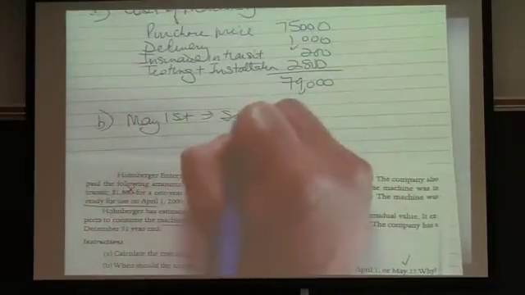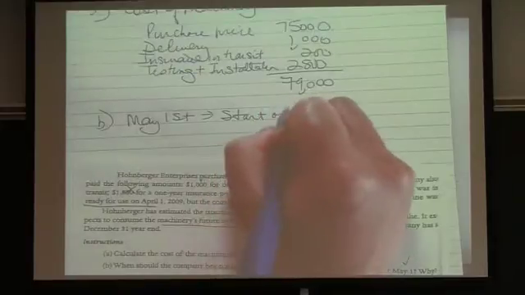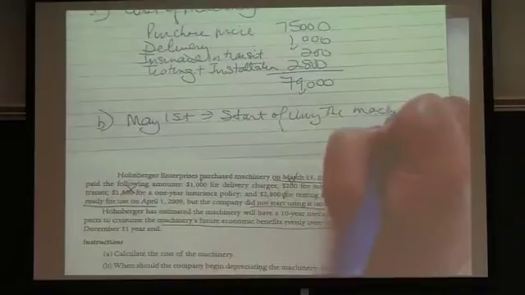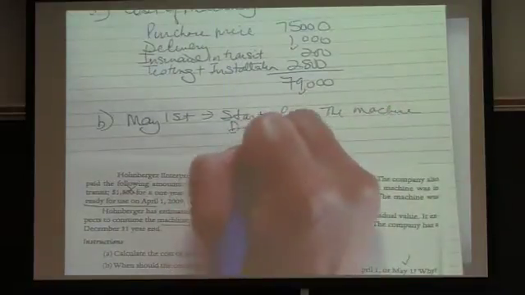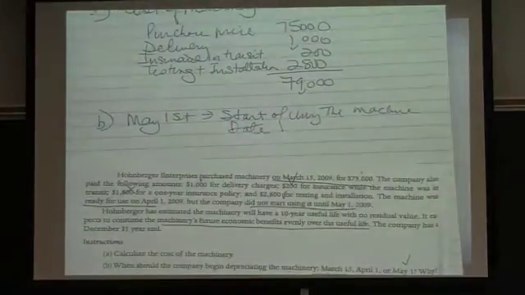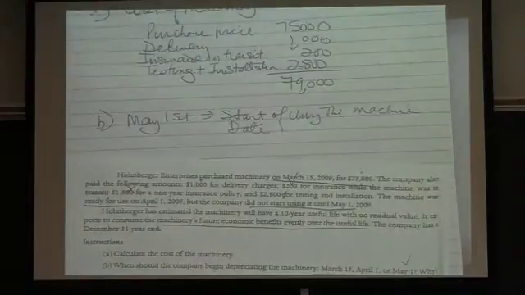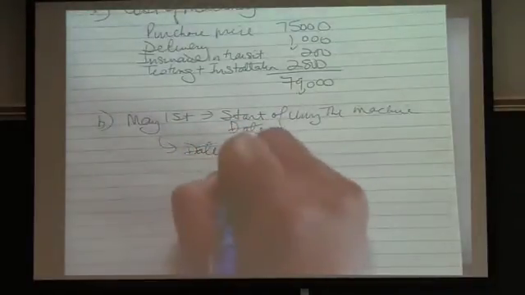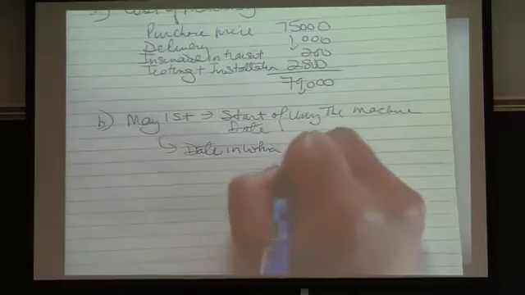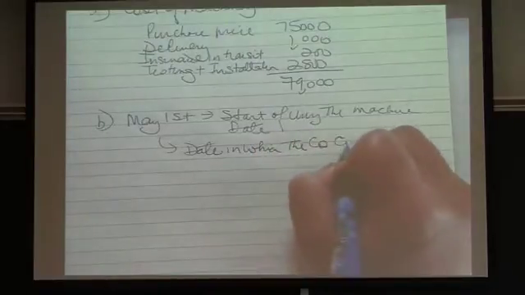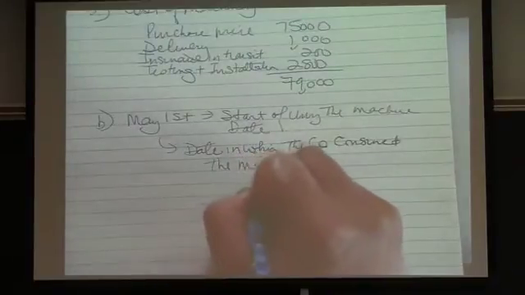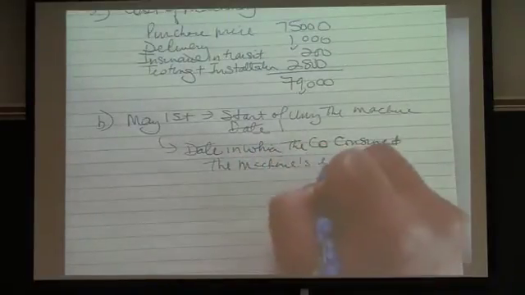This is the start of using the machinery. The start date. Okay? And that is when they had consumed the machinery's economic benefit. So this is the date on which the company consumed the machine's economic benefit.